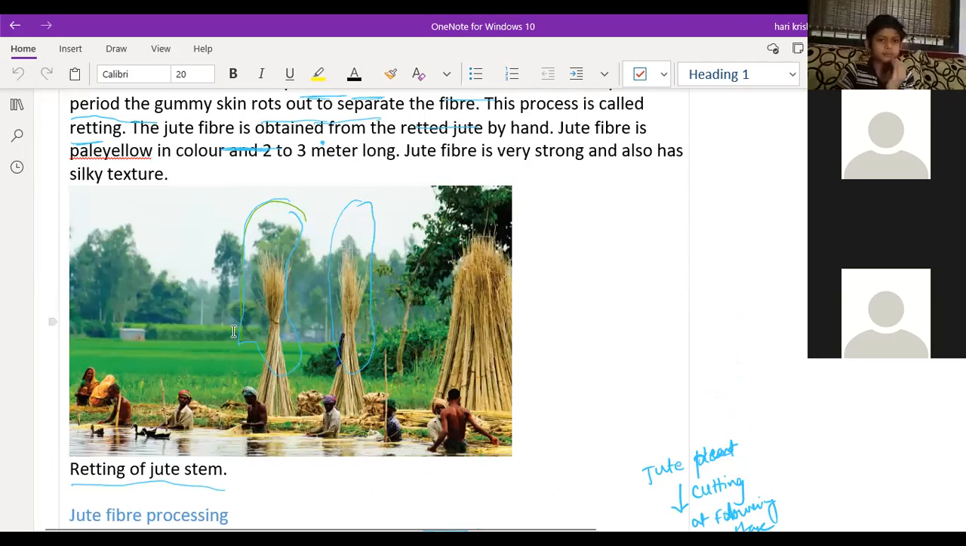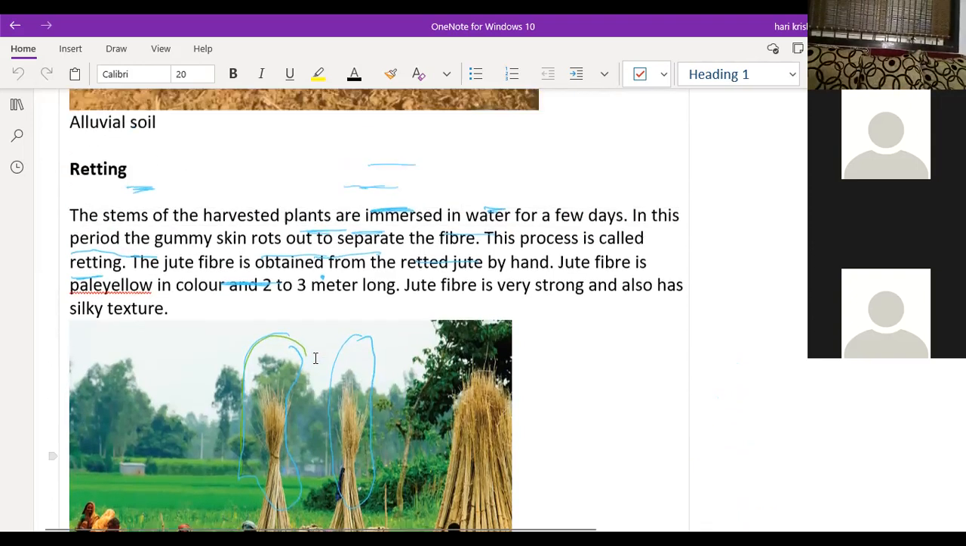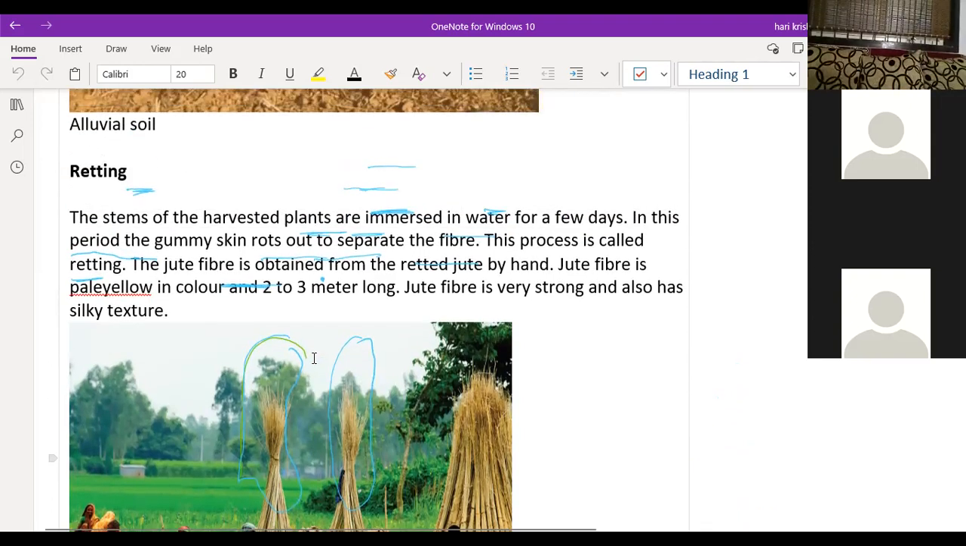Just the stem part of the plant, we'll take it and make it into bundles like this, and we'll keep it in the water for some days. That is called the retting process. The stems of the harvested plants are immersed in water for a few days. In this period, the gummy skin rots out to separate the fiber. This process is called retting.